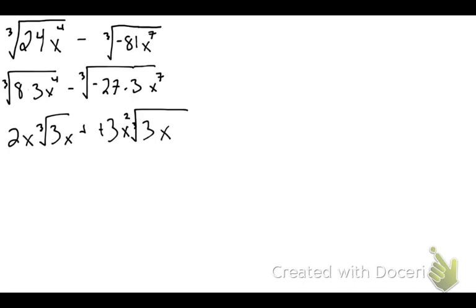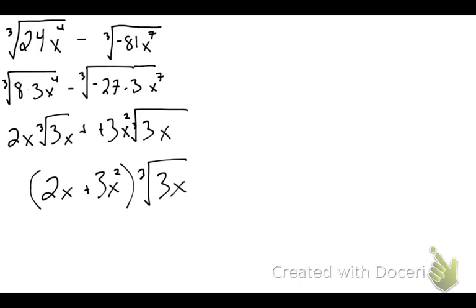Well, 2x plus 3x squared, you can't really do a whole lot with those. They're not the same. So the best we can do is show our intention to add those: 2x plus 3x squared times the cube root of 3x. Another way to think about it is we factored the cube root of 3x out of that expression.